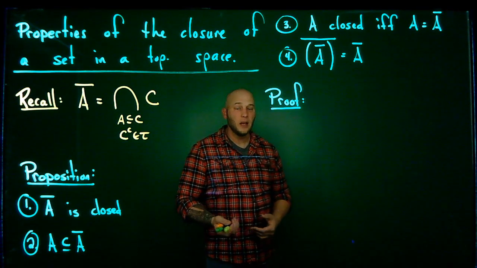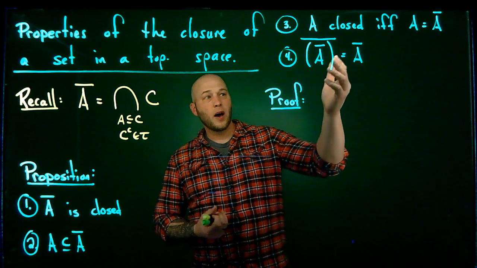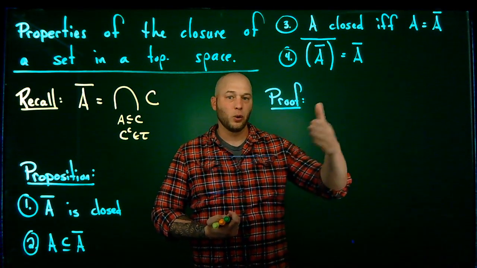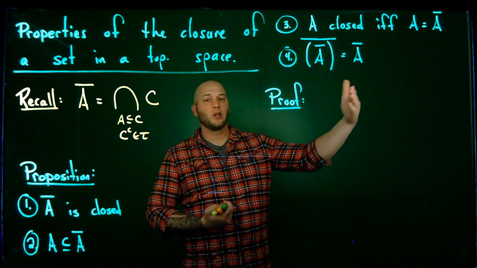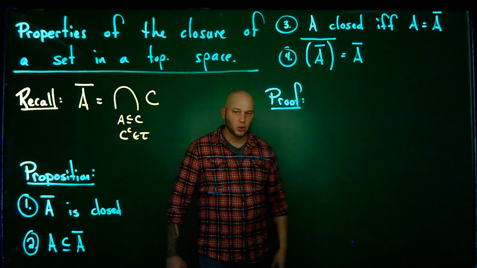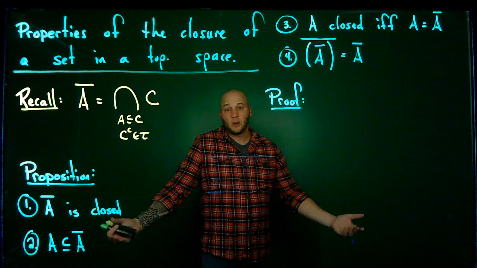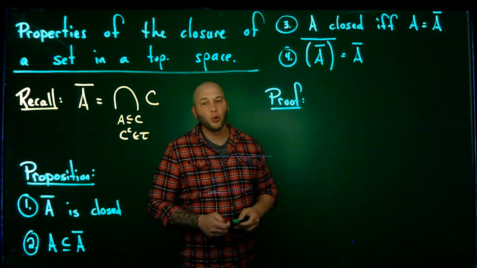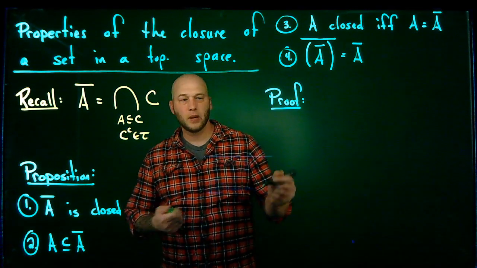Sounds kind of silly, but otherwise, we could have this hierarchy where I take a set A, and then I take its closure, and then the closure of the closure, and then the closure of the closure of the closure, and then we just spiral out of control. That's the way it would work, but luckily it does not. Let's go ahead and prove these four statements. Number 1.